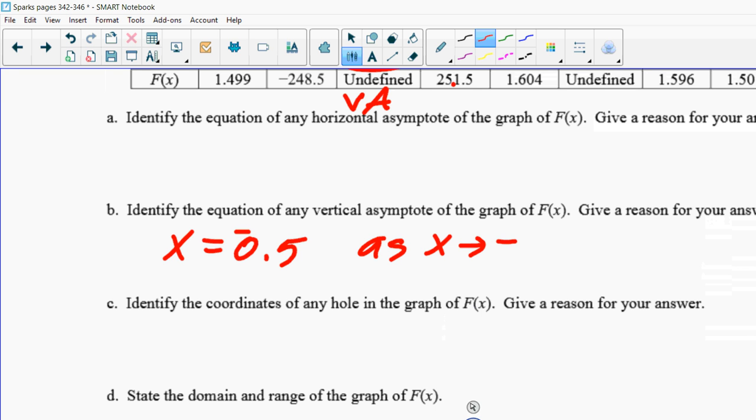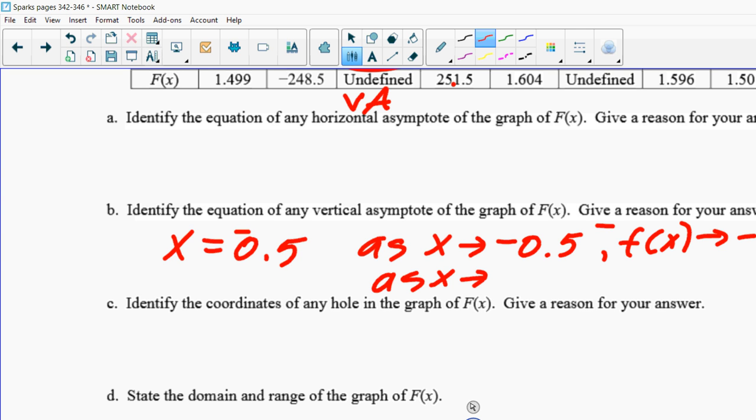As x approaches, now I'm going to show you some nice little notation. Okay, do that. f of x approaches negative infinity, and as x approaches negative a half from the right, f of x approaches infinity. And that's the definition of a vertical asymptote.